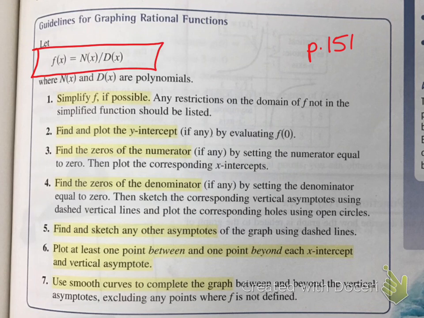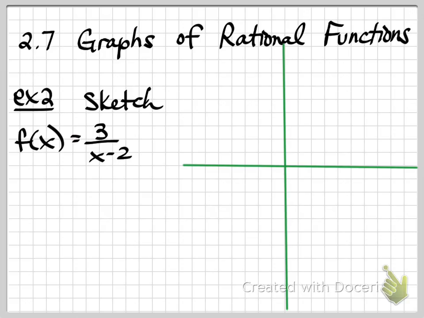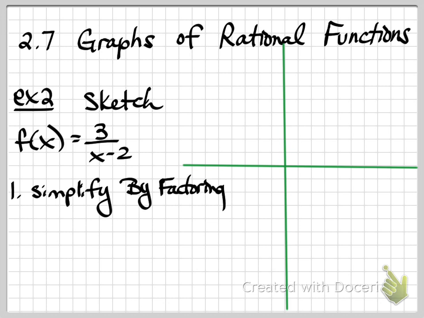According to step 1, simplify if possible. Let's write, if you want, a little step 1, simplify, by factoring. That's super important, by factoring. When we look at our function here, 3 doesn't factor and x minus 2 doesn't factor. So check, we're done.